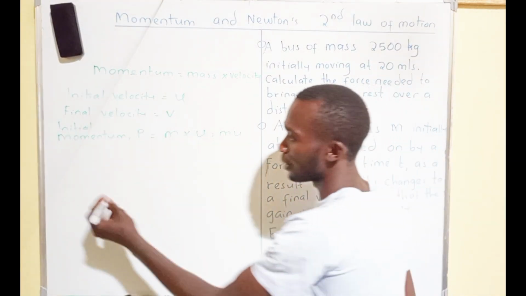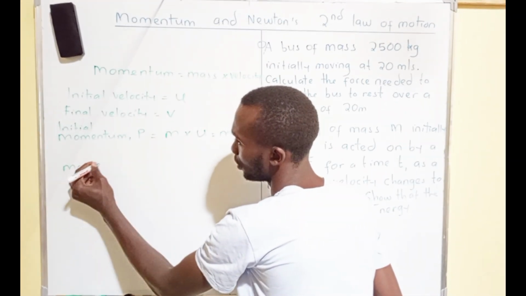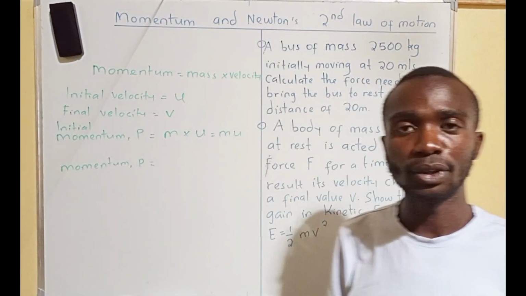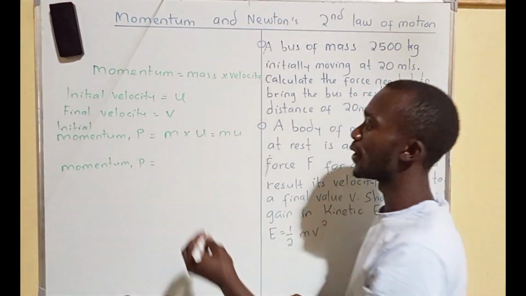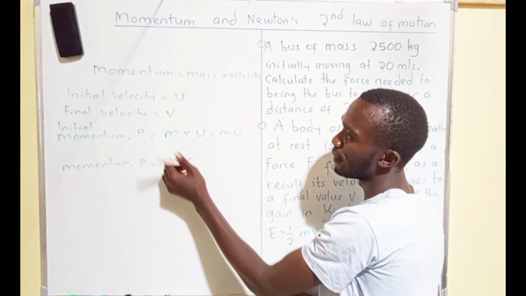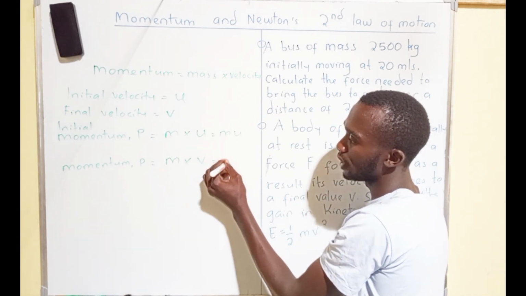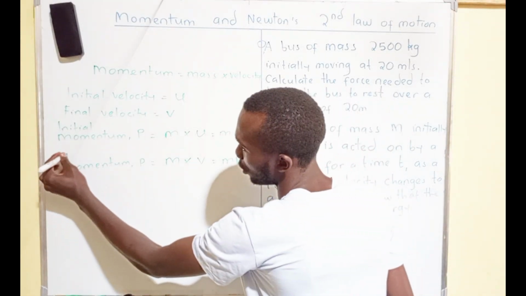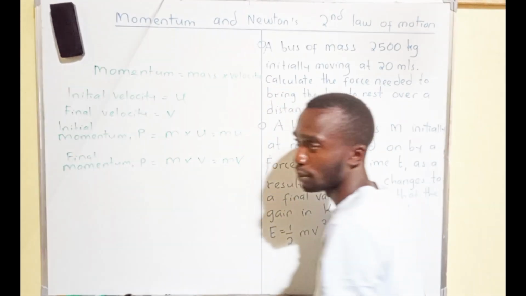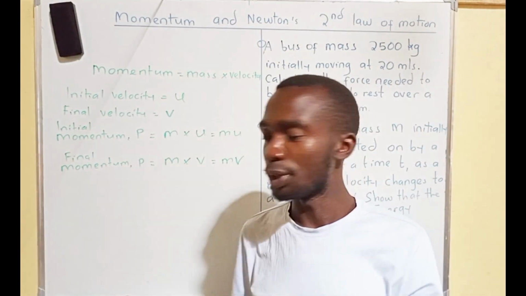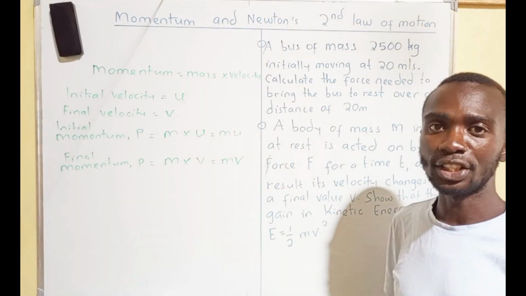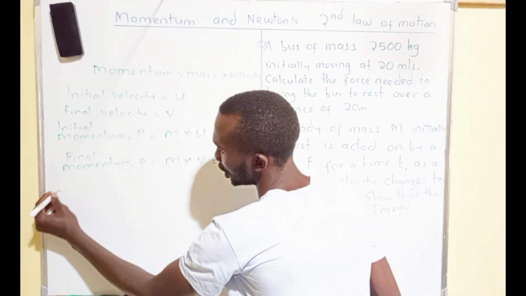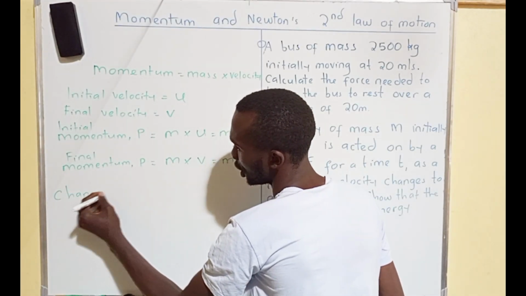Then when you take the mass m multiplied by v, the final velocity, this gives you mv. This is referred to as the final momentum of a body. The difference between the final momentum and the initial momentum is known as the change in momentum.